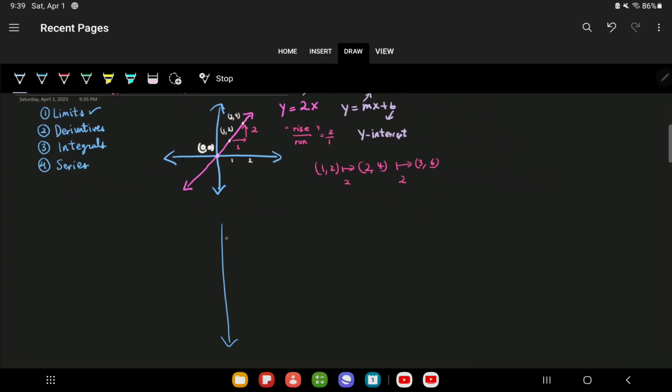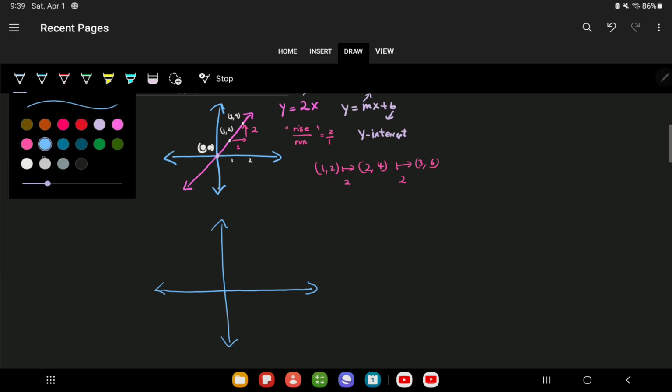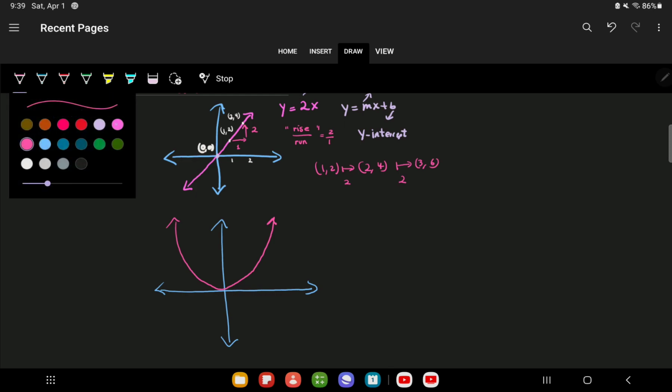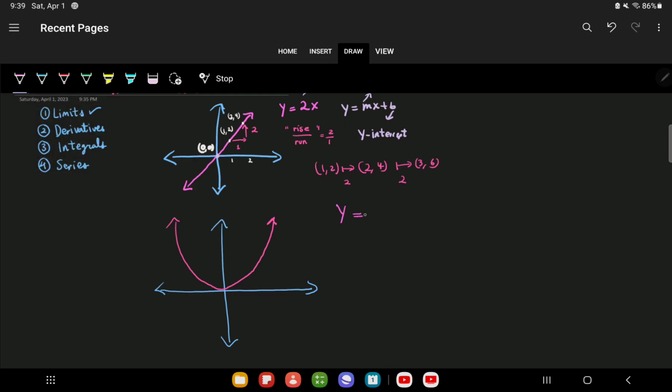Instead of a linear function, which consistently rises at the same rate, what if we take something like a quadratic function? Okay, so let's give it a name. Let's call it y equals x squared. Now you can see that it's not rising at the same rate.